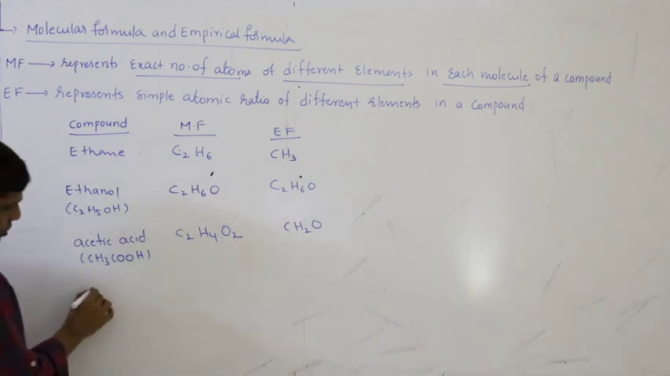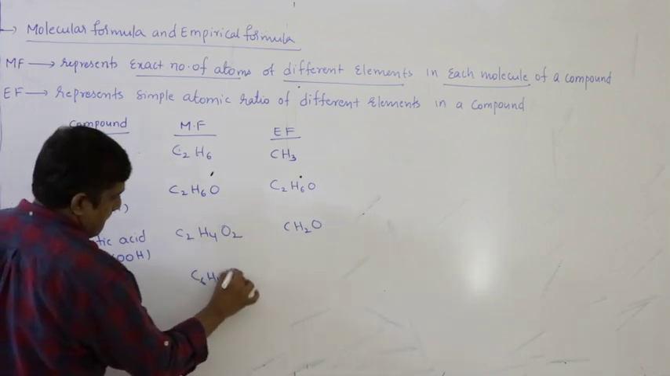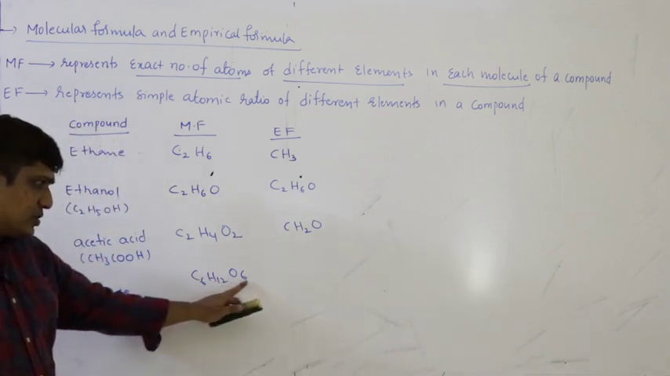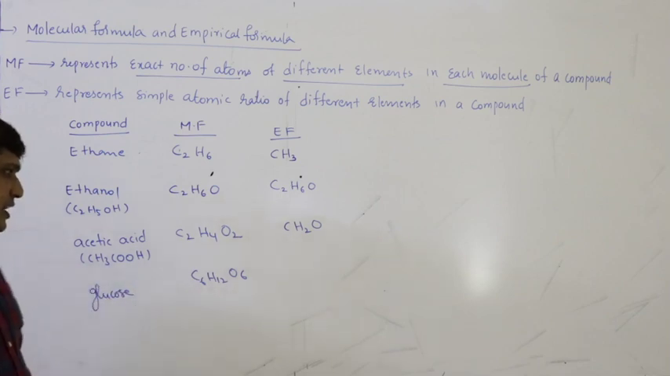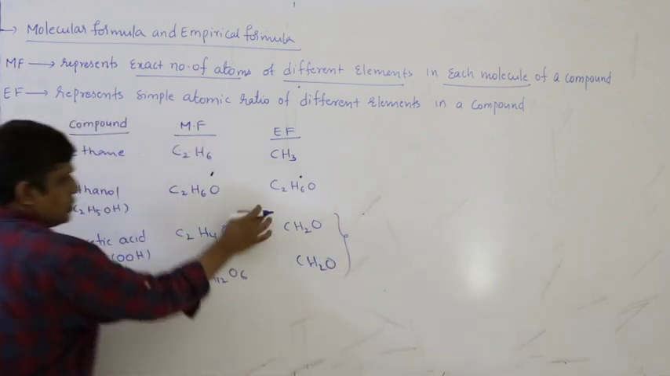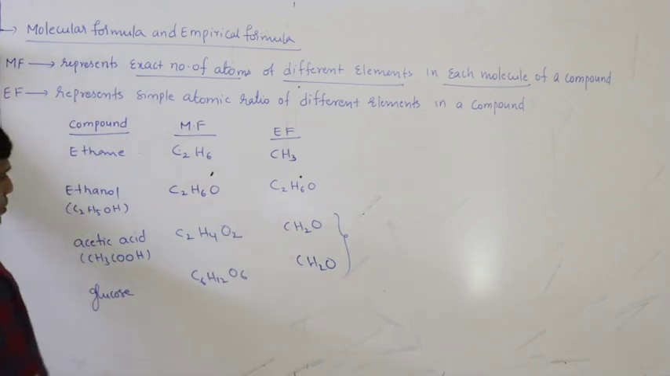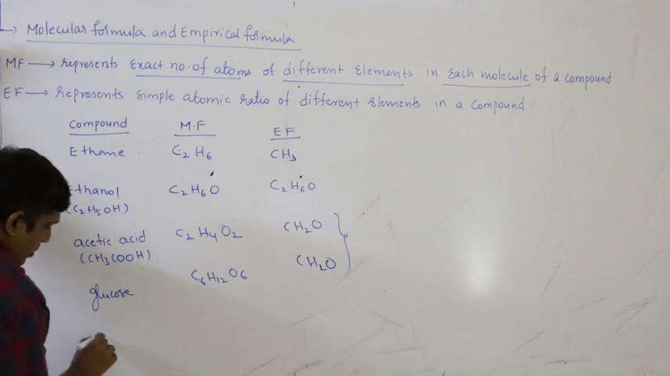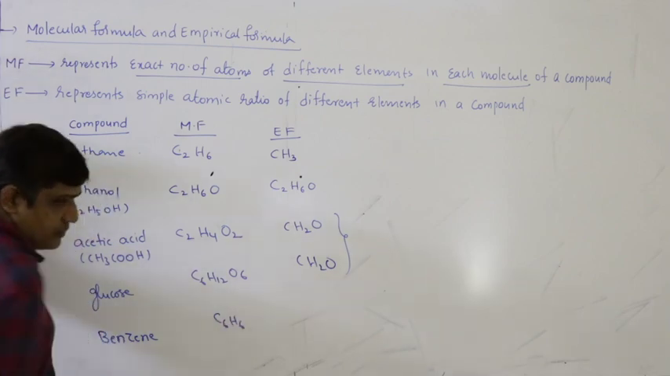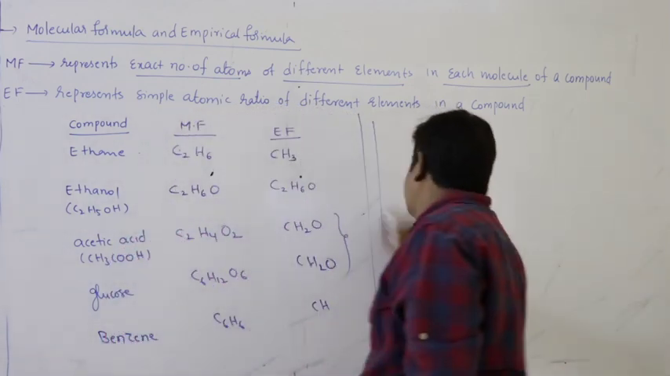Right. Next, glucose. C6H12O6. Can I simplify further? Yes. 6:12:6 is the exact ratio, that I can write as 1:2:1. If you see, these two different compounds have same empirical formula. So two different compounds may have same empirical formula. Benzene, just now we have studied this, C6H6, exact formula. Simplifying, you will get CH.